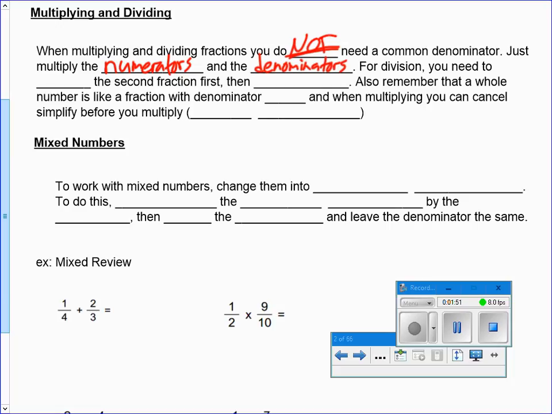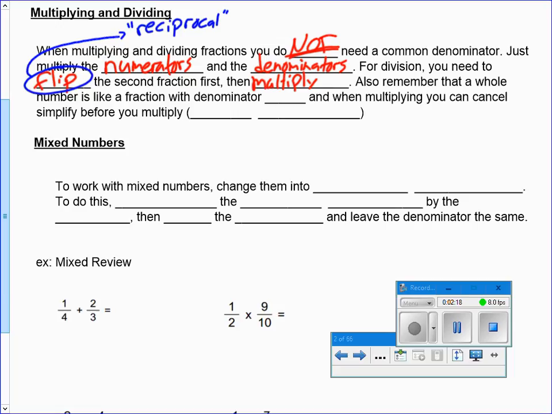For division, it's the same thing with one extra step. For division, you have to flip the second fraction first. I mean, it's called the reciprocal. When you flip a number, it's called the reciprocal. So you flip the second fraction first, and then you multiply the same way you did before.